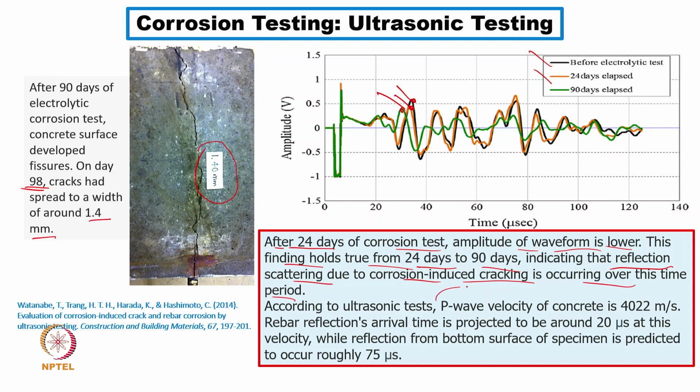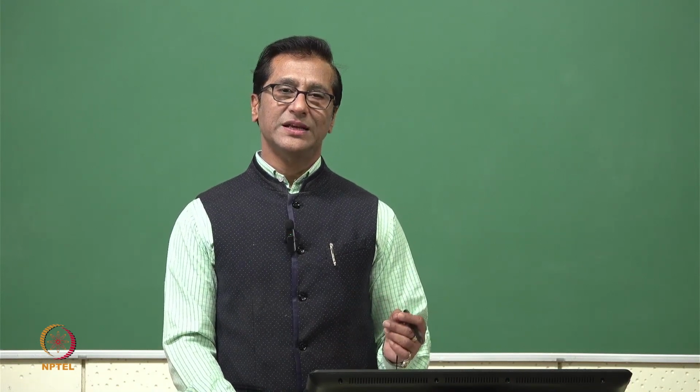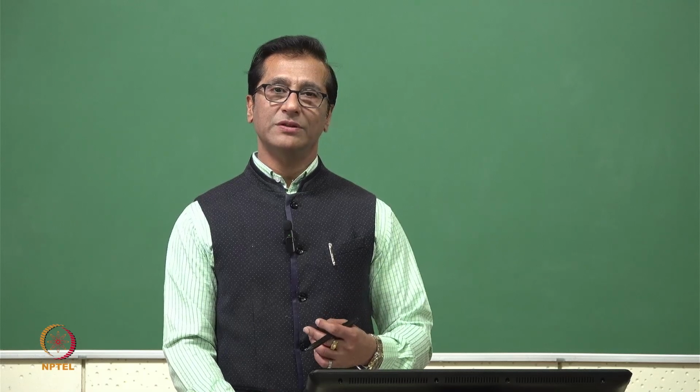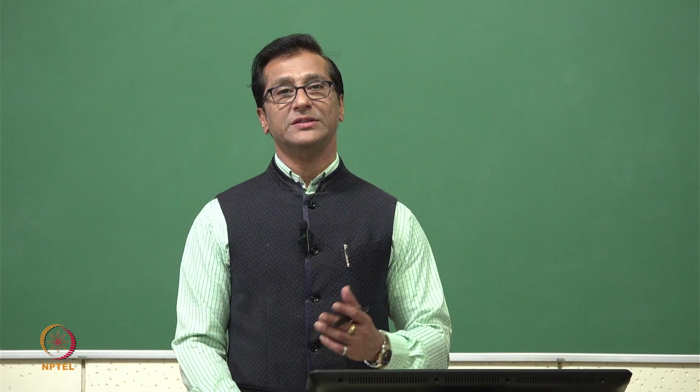And then they use a P wave. So in UT we have two waves, one is a P wave, another S wave. S is basically a shear wave, and P is basically normal waves, compressive waves. So they use that, and then the wave velocity they decided something like 4 meters per second. And then the arrival time, we say the rebar arrival time projected was around 20 microseconds at this velocity, but reflection from the bottom of the specimen is predicted to occur at roughly 75 microseconds. So time has increased, and this has caused a problem.